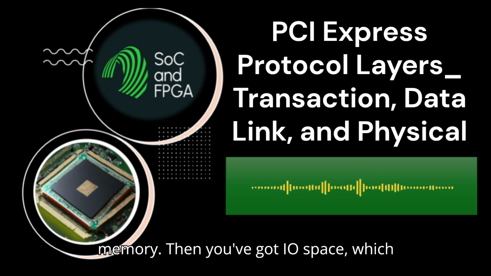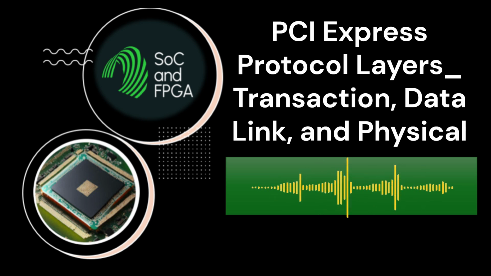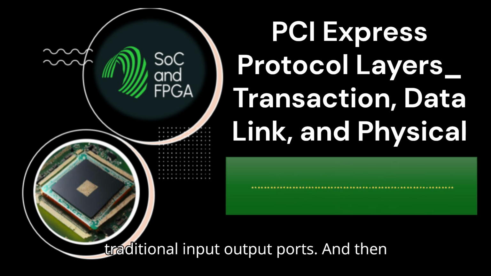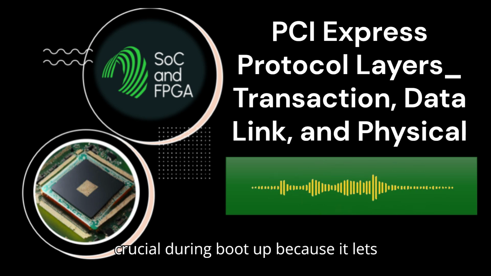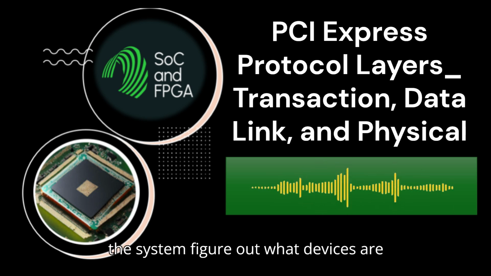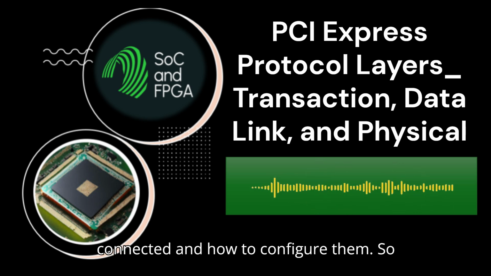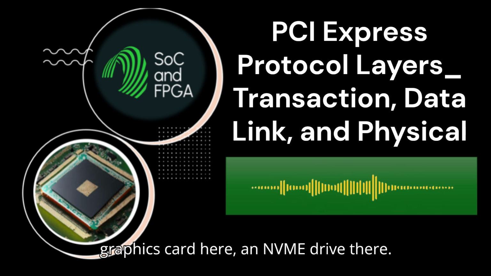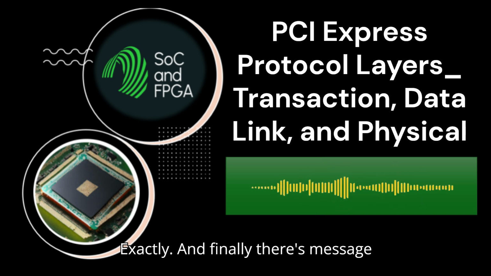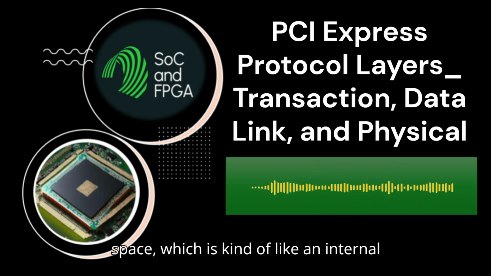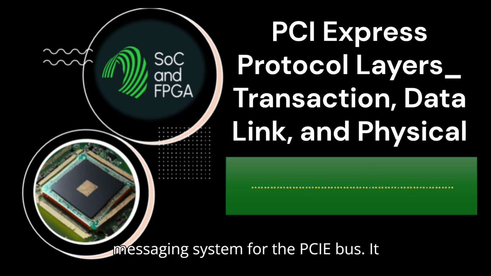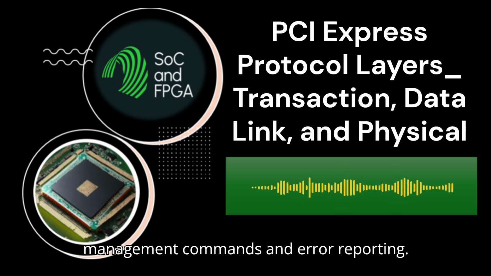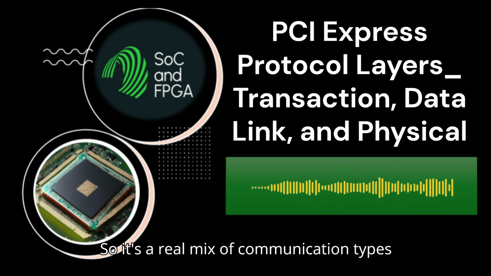Then you've got I/O space, which is mostly there for compatibility with older devices that still use those traditional input-output ports. And then there's configuration space, which is crucial during boot up because it lets the system figure out what devices are connected and how to configure them. So the system can say, okay, I've got a graphics card here and NVMe drive there. Exactly. And finally, there's message space, which is kind of like an internal messaging system for the PCIe bus. It handles things like interrupts, power management commands, and error reporting. So it's a real mix of communication types going on in this layer.